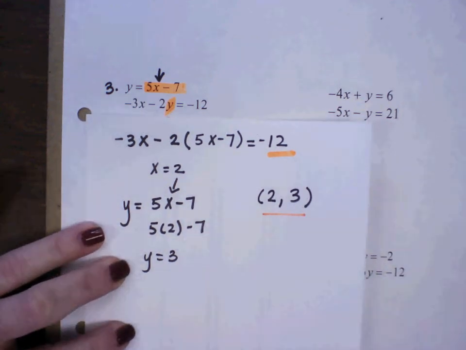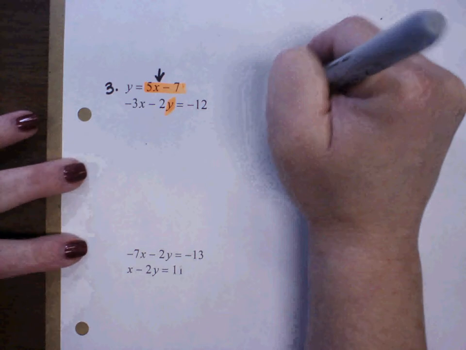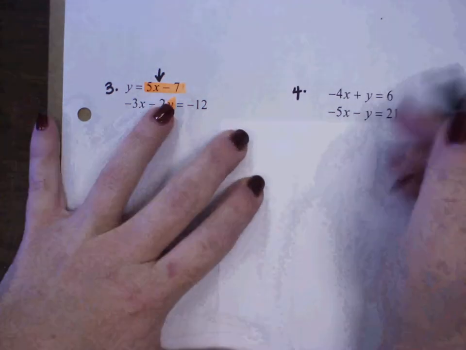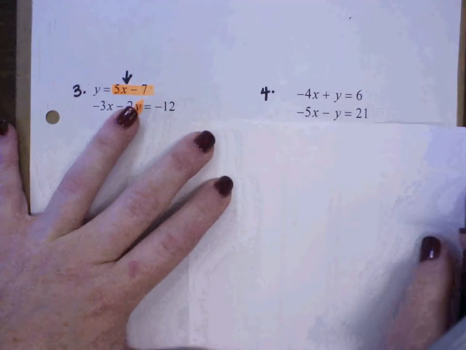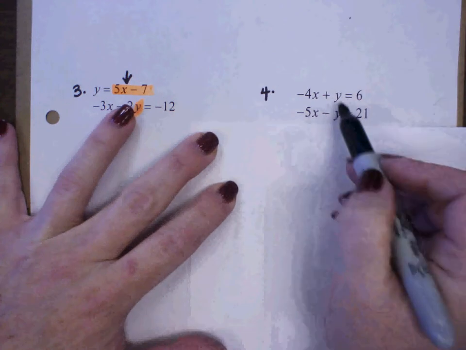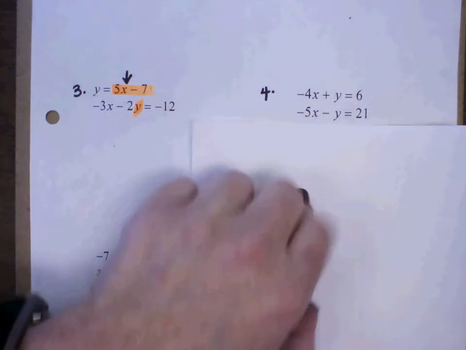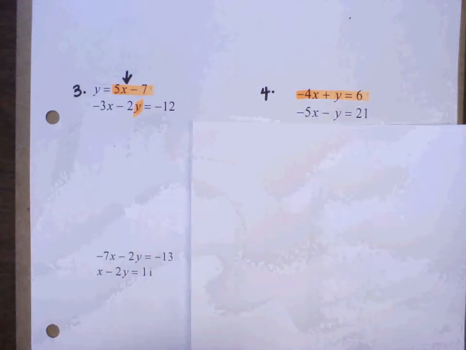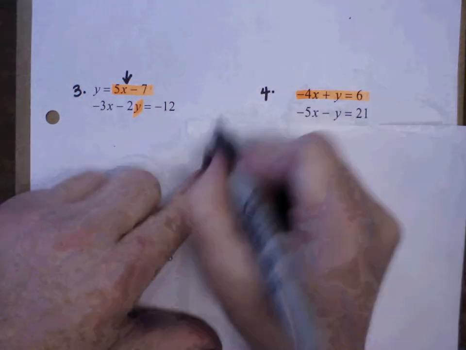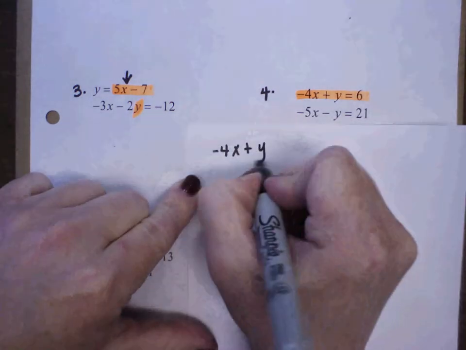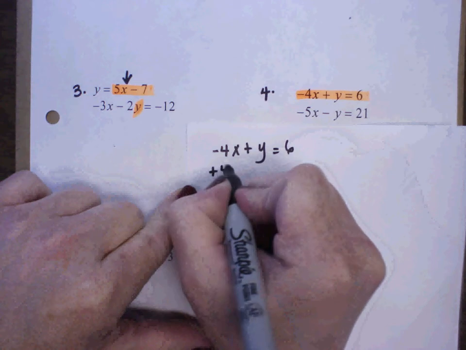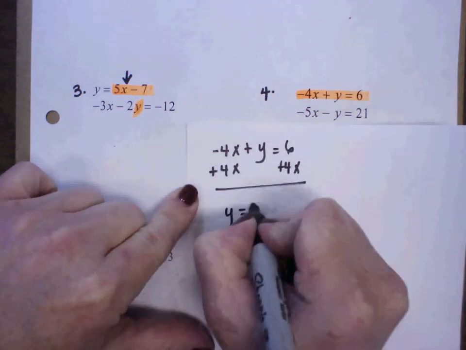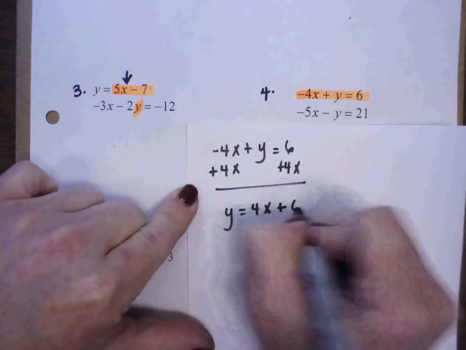All right. For number 4, if I'm going to do it for substitution, I have to solve one of these for y. You have to be very selective about which one you solve for y. I would definitely solve the one I just highlighted, because the only thing you have to do is add 4x. So y equals 4x plus 6.